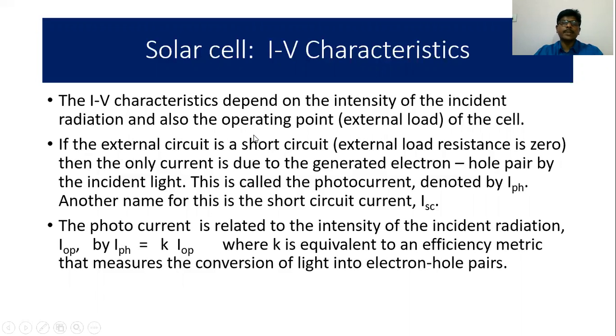The IV characteristics depend on the intensity of the incident radiation and also the operating point, that is the external load of the cell. If the external circuit is a short circuit, then the only current is due to the generated electron hole pairs by the incident light. This is called the photocurrent, denoted by IPH. Another name for this is the short circuit current, ISC. The photocurrent is related to the intensity of the incident radiation, IOP, by IPH = K times IOP, where K is equivalent to an efficiency metric that measures the conversion of light into electron hole pairs.